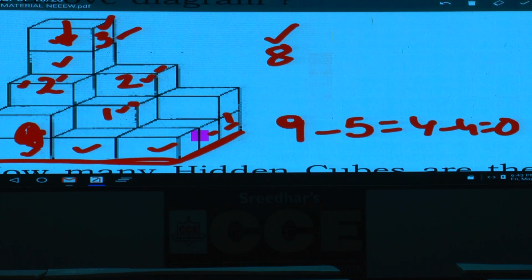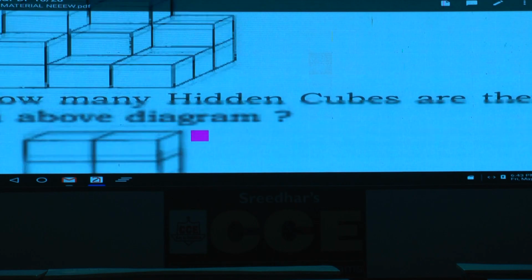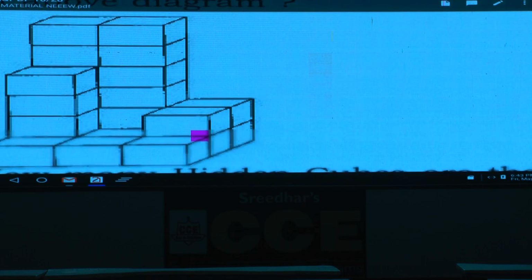Clear now? Now this is about question number 4, 8 is the answer. Then question number 5.